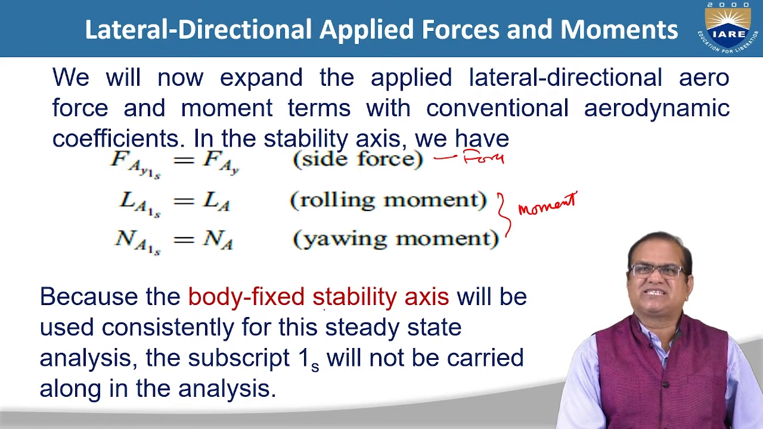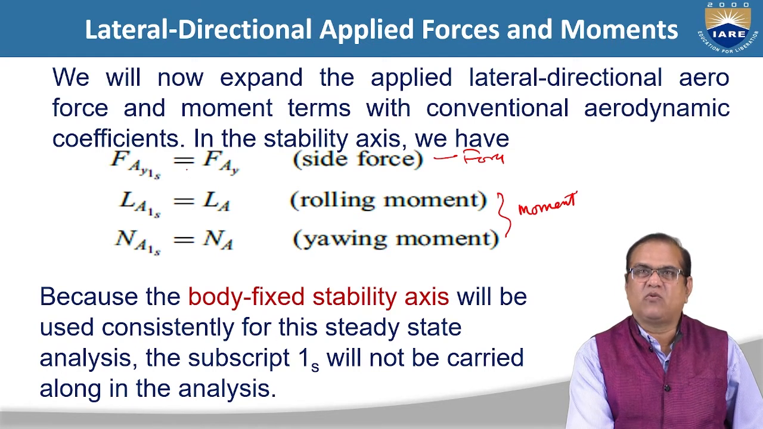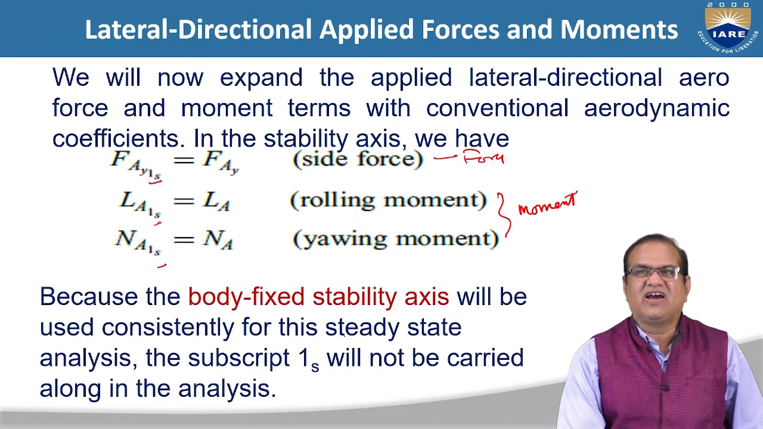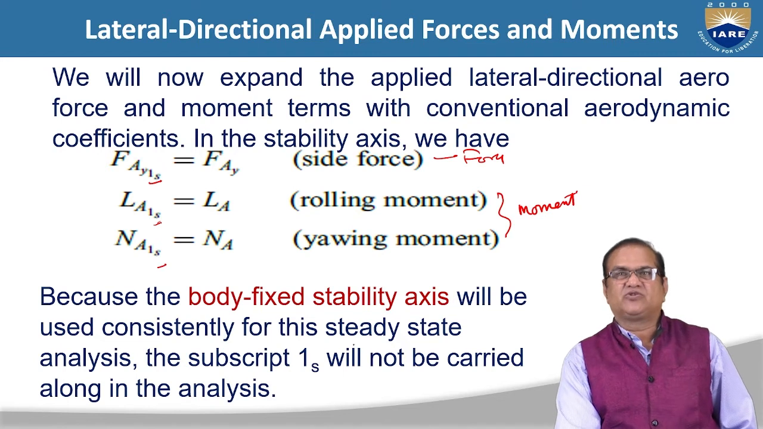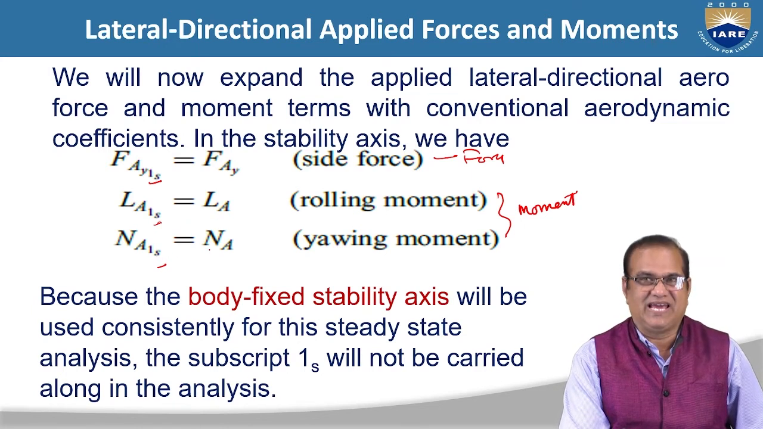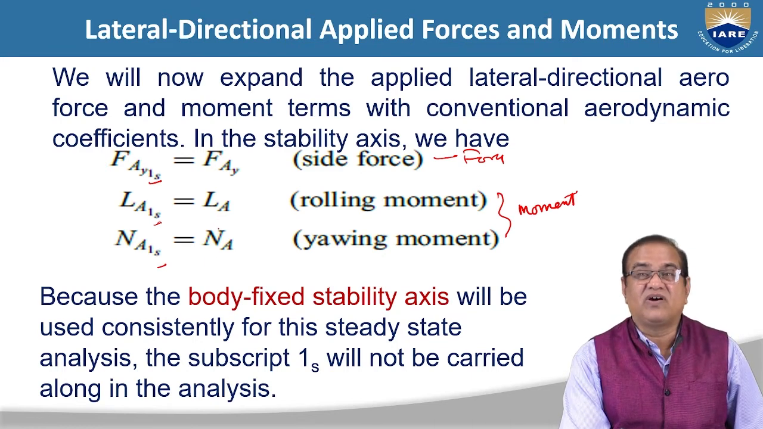Because the body axis, stability axis, will be used consistently for this steady state analysis, the subscript 1S in all the places, we are not taking further. So if Fay means it is Fay 1S, La means La 1S, Na means Na 1S. So these things we are neglecting for further studies.